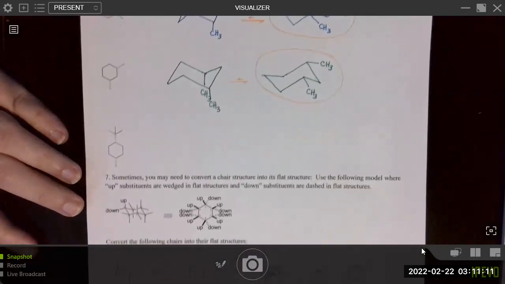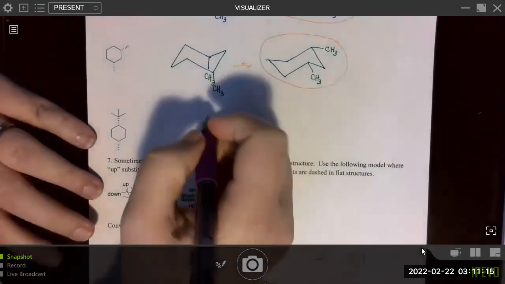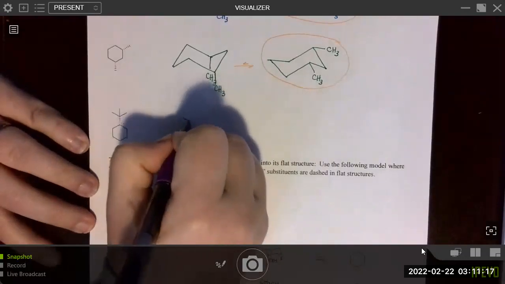All right, moving on to the last one. Now we have, again, we're going to start with a generic chair structure.